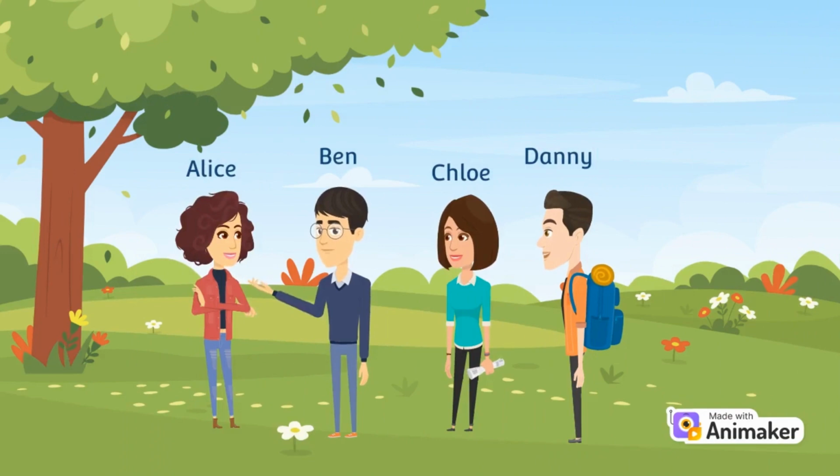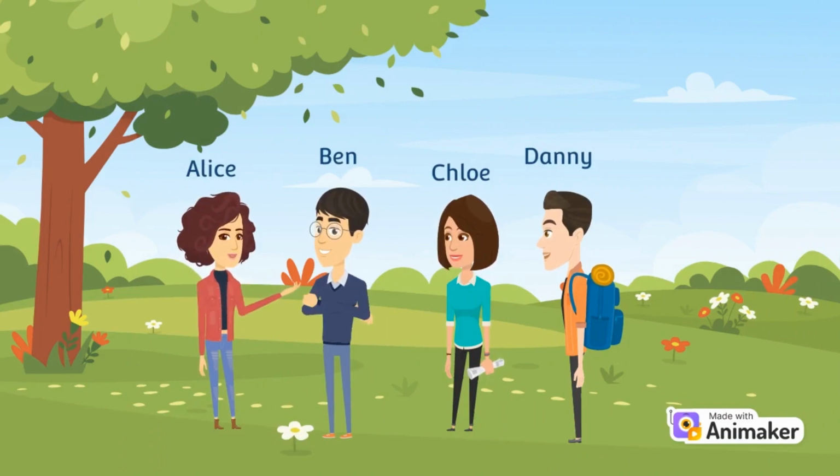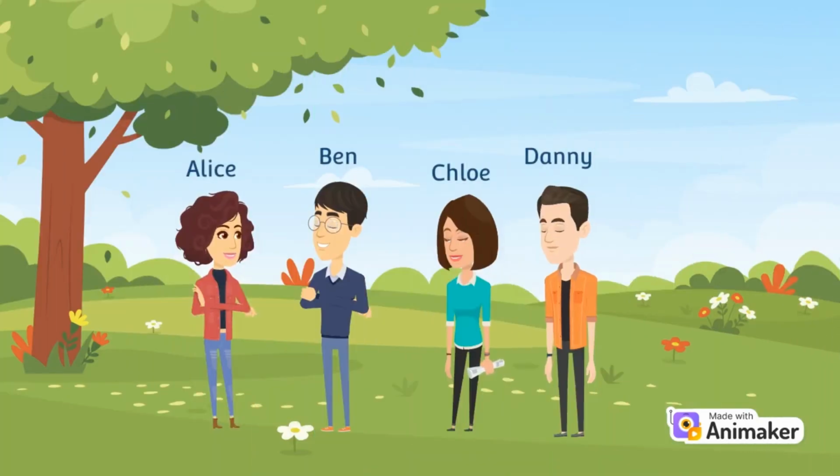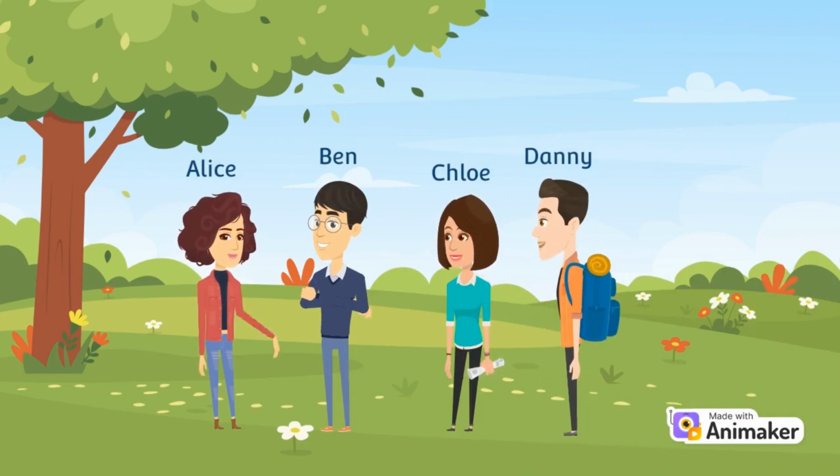"What does that mean?" "In the set builder method, we use a property or condition to describe the elements of the set. In this case, x represents any element, and the vertical bar means such that. So, we're saying that T is the set of all elements x, such that x is a toy in the toy chest." "That's so cool. So instead of listing all the toys, we use a rule to describe them." "Exactly, Danny. The set builder method helps us write sets when we have a rule or property that defines the elements, even if we didn't know all the elements individually."